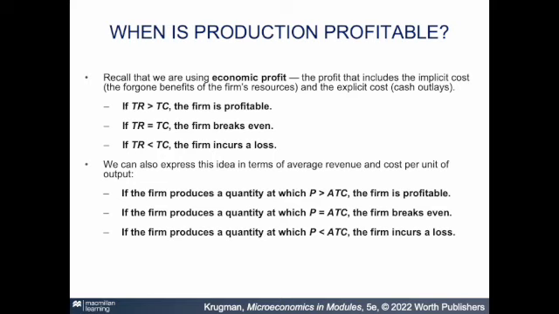We can also express this idea in terms of average revenue and cost per unit of output. If the firm produces a quantity at which P greater than ATC, the firm is profitable. If the firm produces a quantity at which P equals ATC, the firm breaks even. If the firm produces a quantity at which P less than ATC, the firm incurs a loss.